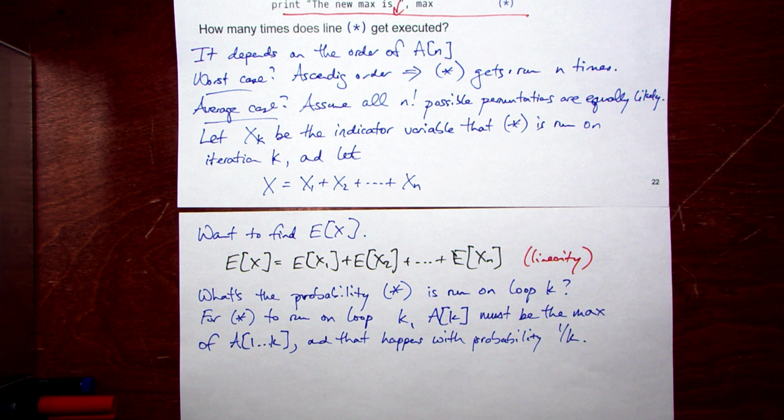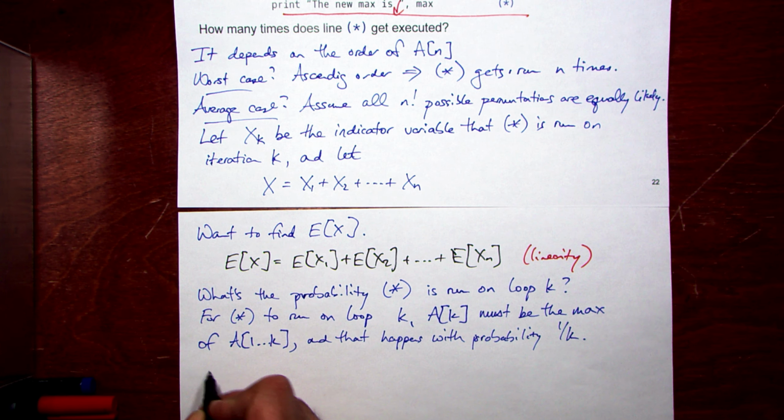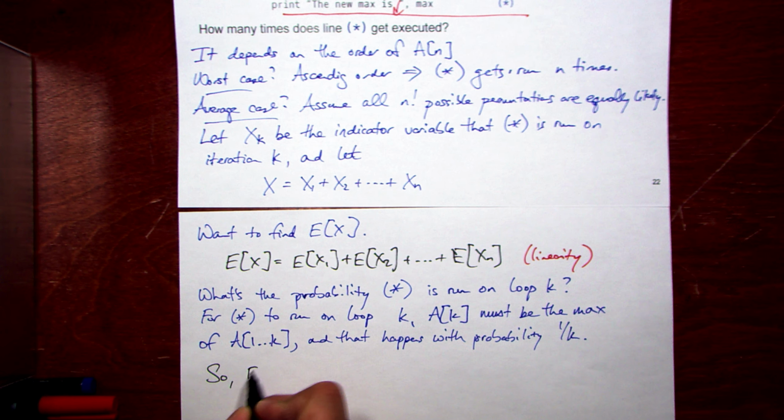Or you can take all the permutations, K factorial of them, and there are K minus 1 factorial of them that have a specific element in the very last position, and you just divide them, and everything divides out except K. So either way, 1 over K for each of these.